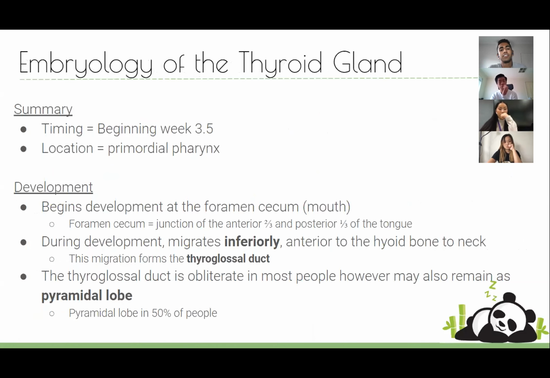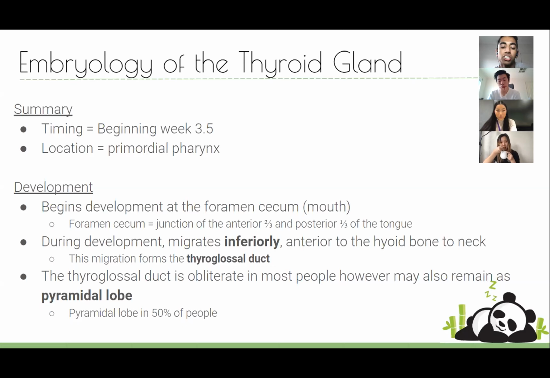So, embryology of the thyroid gland. How does it come about? Development starts in approximately week 3 in the primordial pharynx, so in this upper mouth and head region. It begins at the foramen cecum, which is kind of a hole in the mouth, and it sits in the midline between the anterior 2/3 and the posterior 1/3 of the tongue. And the thyroid buds off this foramen cecum, and it descends down the thyroglossal duct.